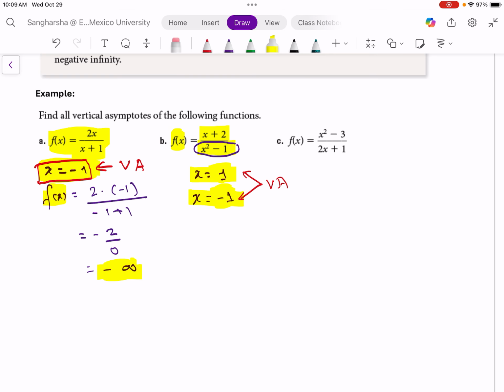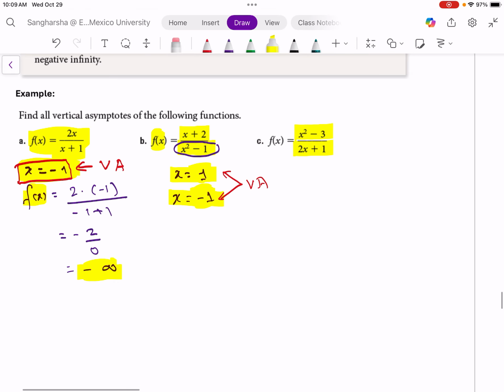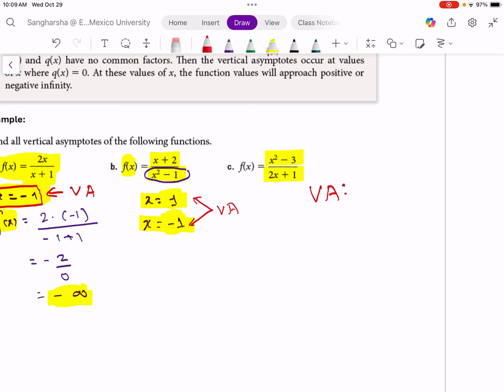Now next, here we have a function f of x equals x squared minus 3 divided by 2x plus 1. To find the vertical asymptote for this function, we find a number that makes the denominator equal to 0. So our denominator is 2x plus 1. Now can you tell me a number for x which makes this expression equal to 0?